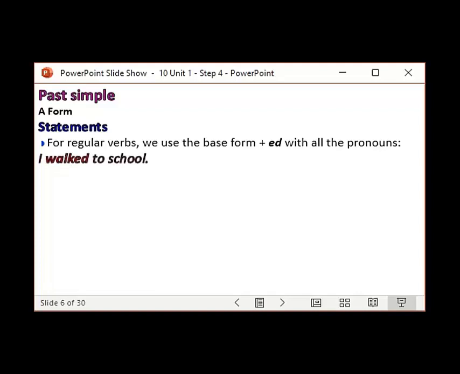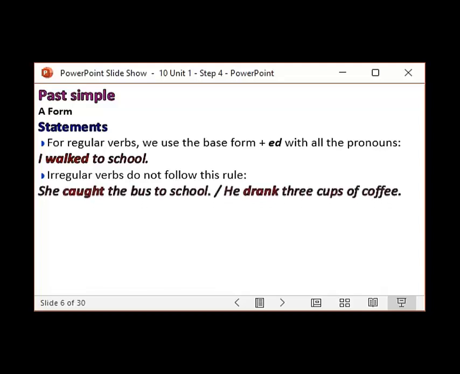For example, I walked to school. On the other hand, irregular verbs don't follow this rule. For example, she caught the bus to school. Another example, he drank 3 cups of coffee. You must keep in your mind, there is a list of irregular verbs on pages 148 to 150.